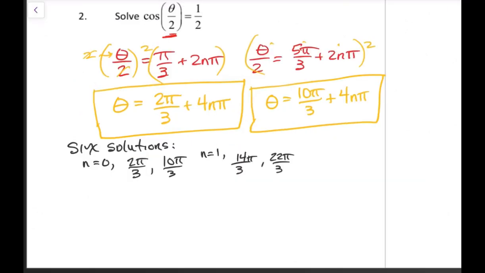And if I let n equal 2, then I would be adding 8 pi to each one of those angles. So 2 pi over 3 plus 8 pi would be 26 pi over 3. And finally, 10 pi over 3 plus 8 pi would give me 34 pi over 3. So there's 6 specific solutions to that equation.